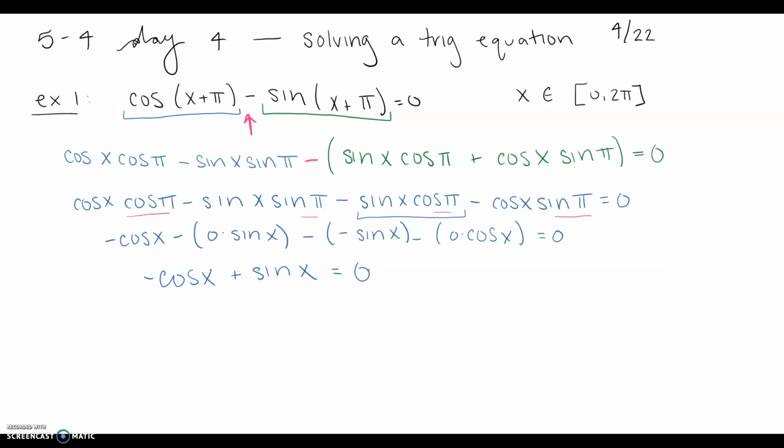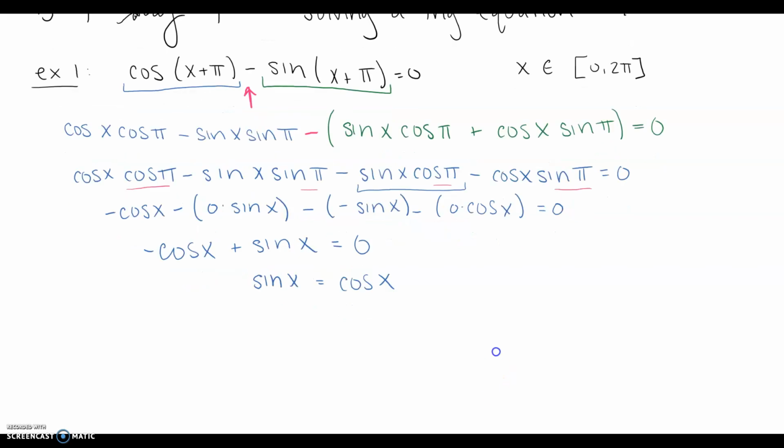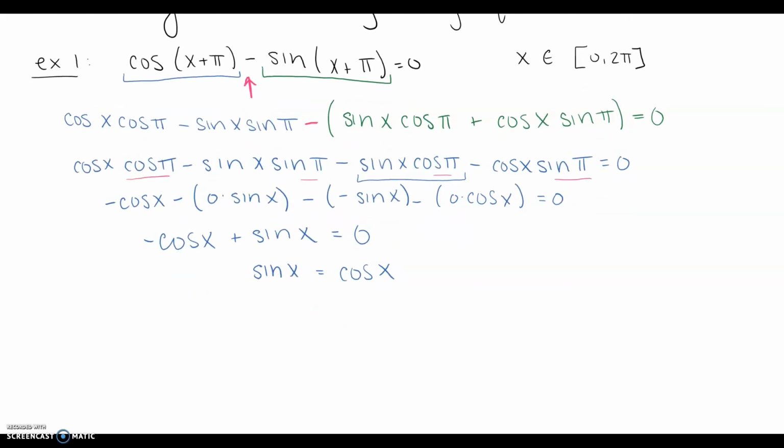Now, you could actually do this a slightly different way than maybe what you're used to. And what I'm going to do is add cosine of x to both sides. So I have sine of x equals cosine of x. And believe it or not, you can just stop here and go, okay, where on the unit circle is sine of x equivalent to cosine of x?